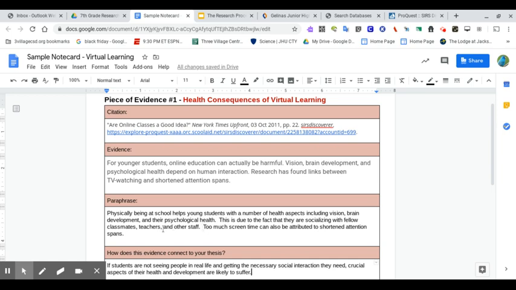So what I came up with was, physically being at school helps young students with a number of health aspects, including vision, brain development, and their psychological health. This is due to the fact that they are socializing with fellow classmates, teachers, and other staff. Too much screen time can also be attributed to shortened attention spans.